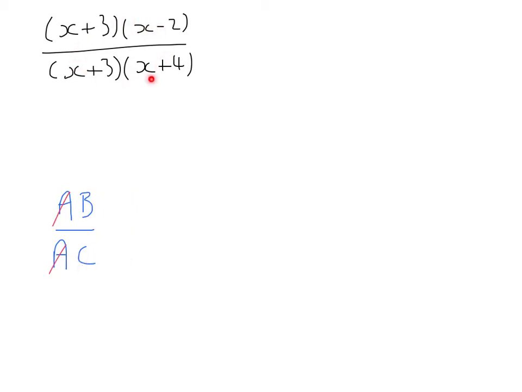So we can do the same thing here. This x plus 3 can cancel with this x plus 3 on the bottom, and we can get rid of that whole thing, just leaving x minus 2 and x plus 4.